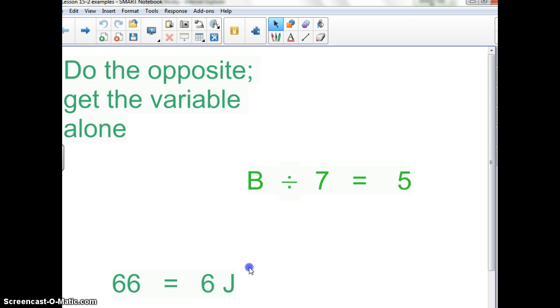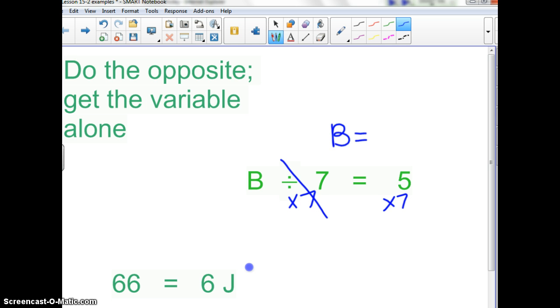We are going to solve for B. I bet every single one of you can do this in your head. Do the opposite of what's there. Kaylin, B equals what? Yes. The opposite is to times 7. That's the opposite of dividing by 7. So we have B equals 35. Good work. See, that was easy, right?